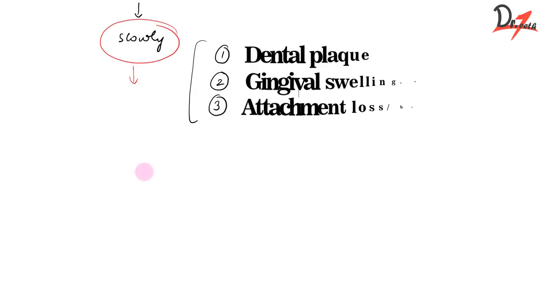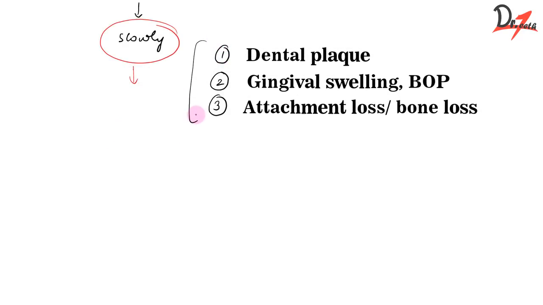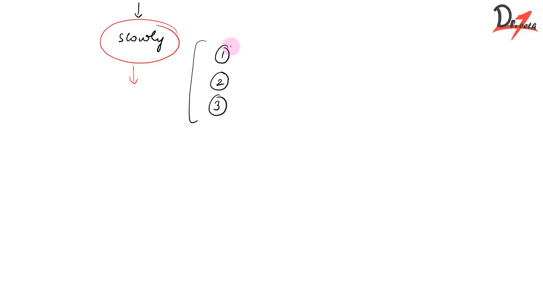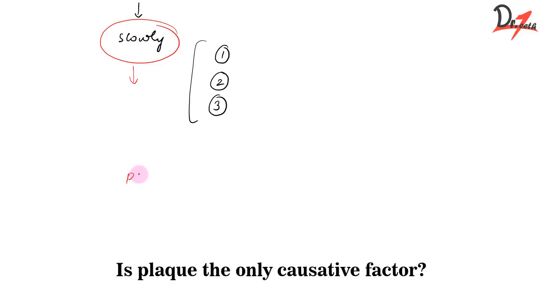Alright, okay, so now from these three points we can come up to a definition of chronic periodontitis, and that is, it is an infectious disease resulting in inflammation within the supporting tissues of teeth, progressive attachment loss, and bone loss. Now, one more question is that, is it only caused by dental plaque? And the answer is no.